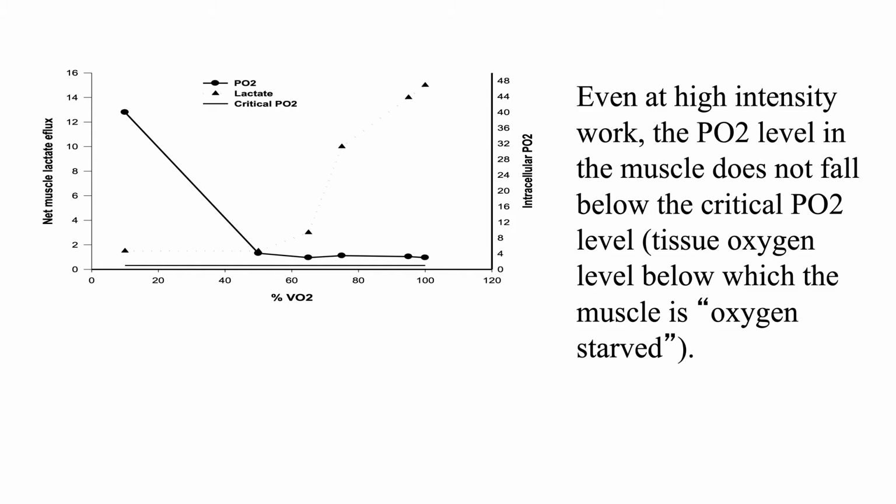It says even at high intensity work, the pressure of oxygen level in the muscle does not fall below the critical pressure of oxygen level in the tissue. It says tissue oxygen level below which the muscle is oxygen starved. You can see the solid line, that's our level of oxygen as we start to train. And then you've got the critical level at the very bottom.